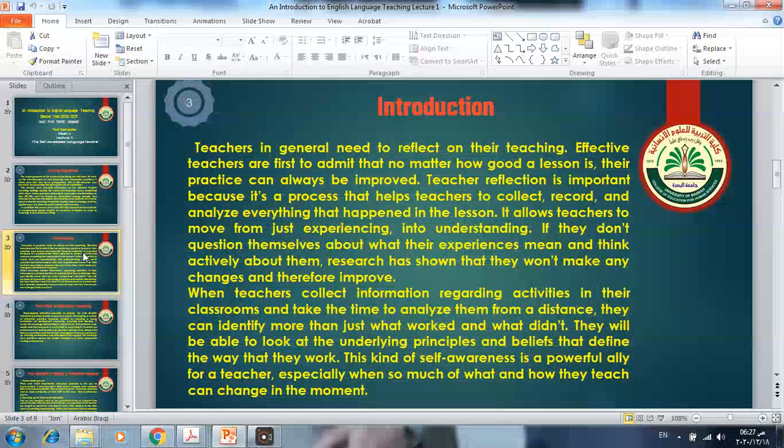Of course, this self-reflection, this exploration process is going to be a very powerful tool for the teacher, especially when he identifies what works and what does not work well. So this will give him the chance to improve, to change. Okay.